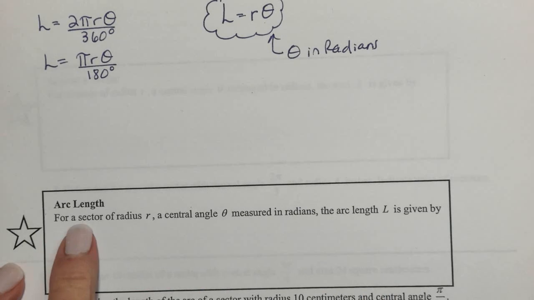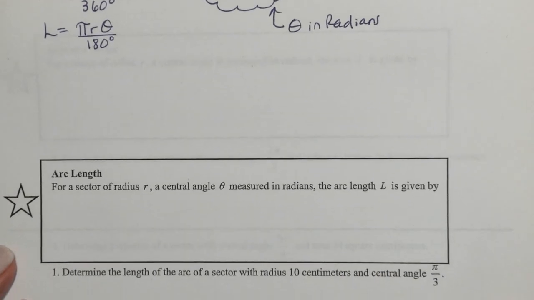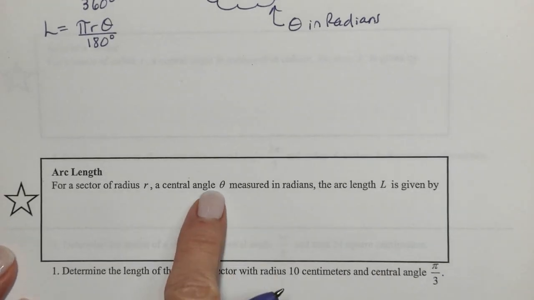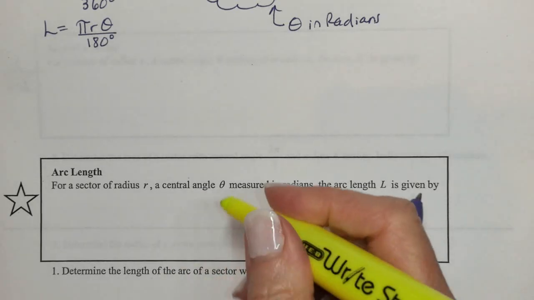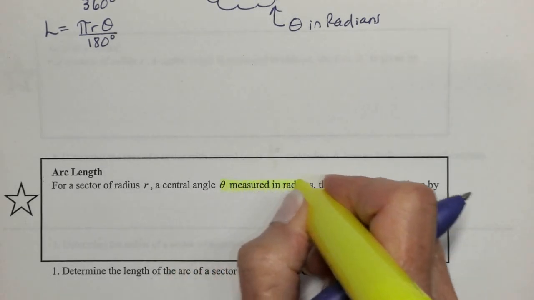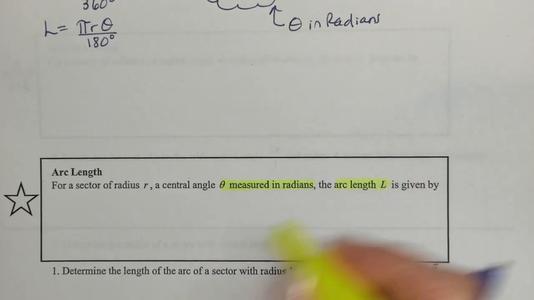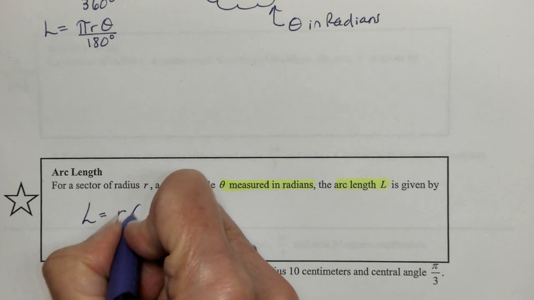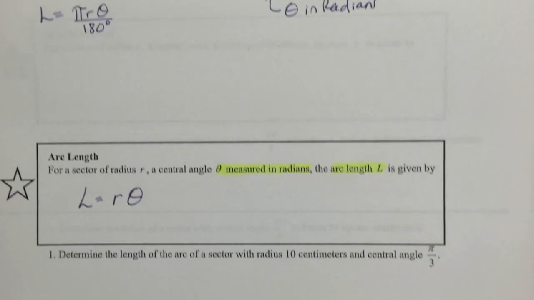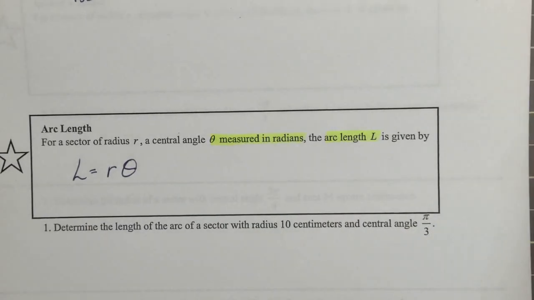So for a sector of radius r and central angle measured in radians, it has to be measured in radians, the arc length, L, is given by L is equal to r times theta. A really easy formula for us.